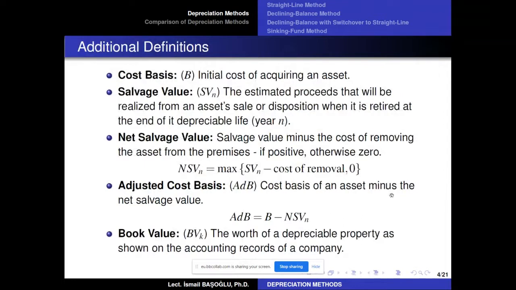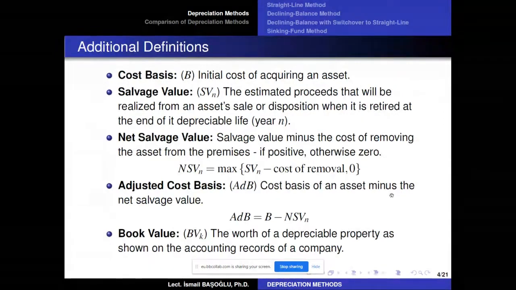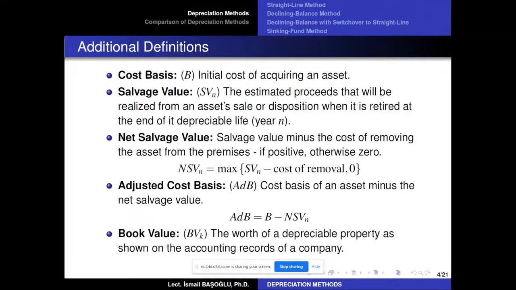All right, now that we have defined these concepts, we can define new concepts about depreciation calculations and depreciation methods. The first concept that we need to define is called the cost basis. The cost basis is the initial cost of acquiring an asset. So when you purchase a machine for $10,000, the cost basis of that machine will be $10,000. This is the initial cost of obtaining that asset.